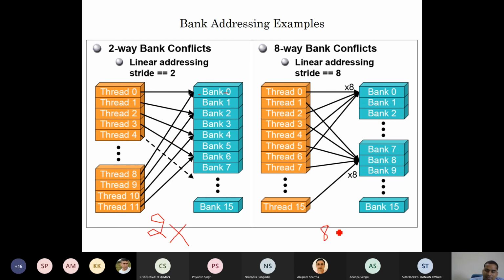And here, latency will increase by 8x. Worst case latency, right? Because some of the banks are not getting any access, so they will take 0 cycles. But bank 0 will take 8 cycles. Here, this bank will take 2 cycles. So you will have to write your code accordingly so that these conflicts are reduced. Is it fine? Any questions?